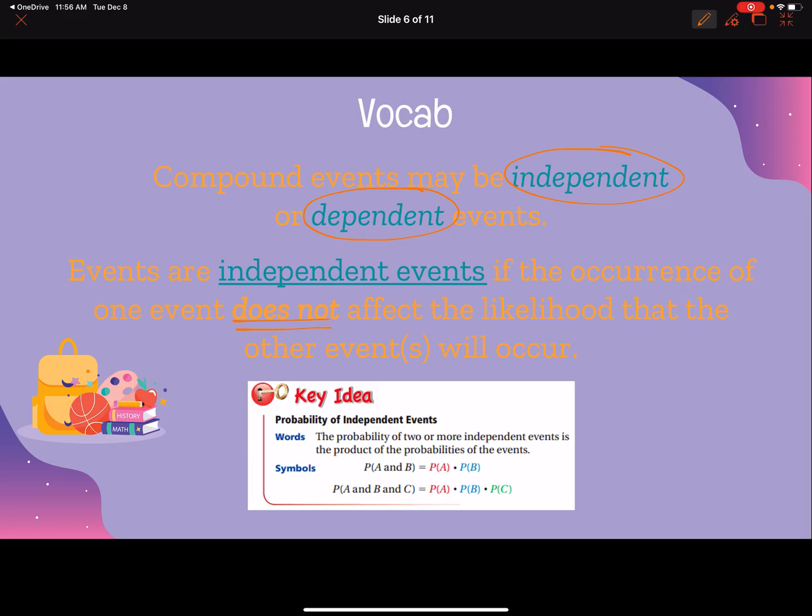The key idea at the bottom of this slide just states in words the probability of two or more independent events is the product of the probability of the events. So product in math means multiplication. So if we have a number of events and we want to calculate the probability and they are independent, we are going to multiply those probabilities, whether we have 2 or whether we have 3. We're going to multiply the probabilities to find the compound event probability if they are independent.